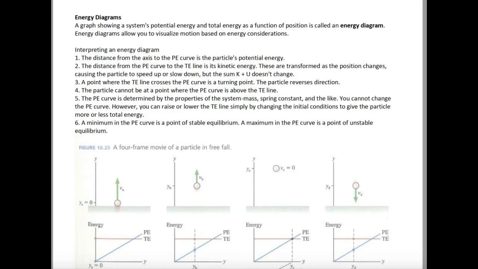So remember, if you have a graph showing a system's potential and total energy as a function of position, we call that an energy diagram. And you've done a lot of energy diagrams already if you went back and did those worksheets again.